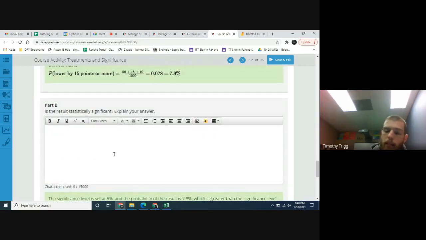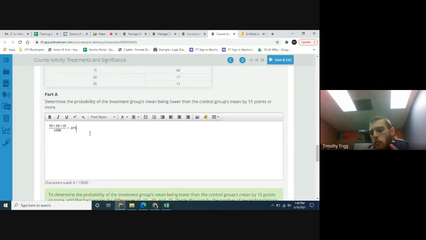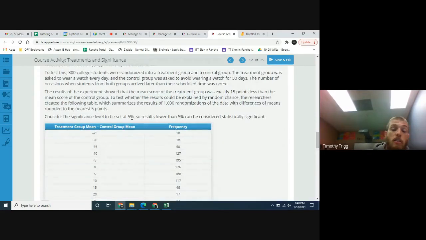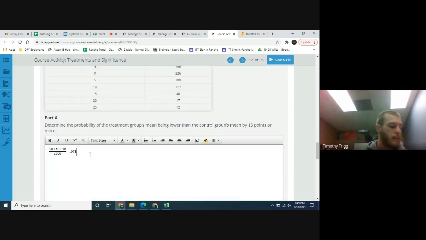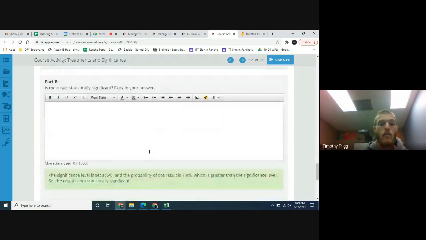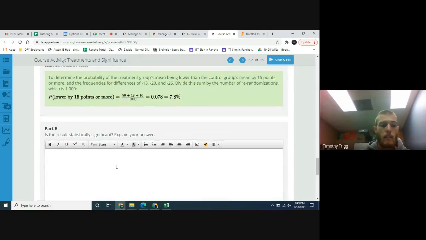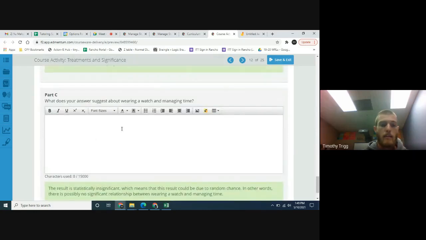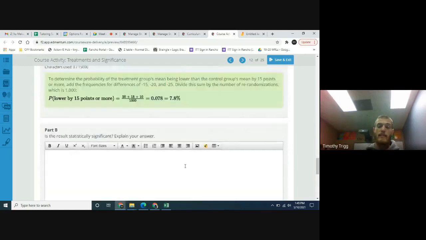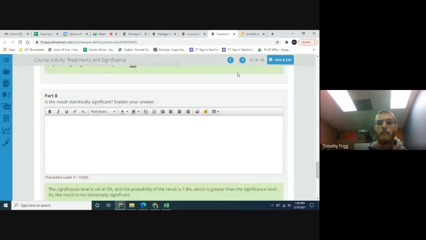Is this statistically significant? So 7.8%, is that going to be statistically significant? Well, remember, we set our significance level to 5%. So if it's lower than 5%, we would say it's statistically significant. Well, this is higher than 5%. This is 7.8. So we would say it's not statistically significant. So see if you can explain part B and see if you can answer part C. So when they're not statistically significant, what does that tell you? See if you can answer those.